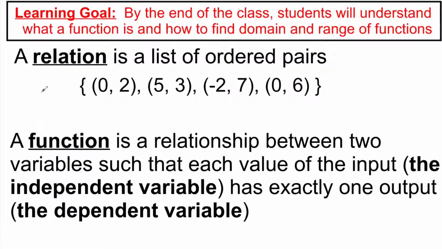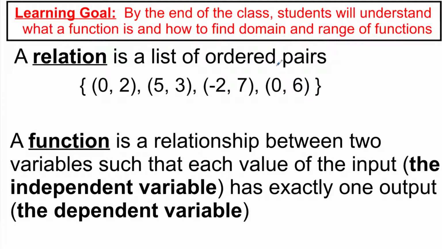So if I take a look at this one right here really quick, 0 is assigned to 2. So right now 0 has one output value assigned to it. But when I come way over here, 0 as an input is also assigned to 6. So I just found an input value, 0, that has been assigned to two different output values. That's a problem. I would say this is not a function, this list here that I made for relations, not a function because I found an input value that was assigned to two different output values.